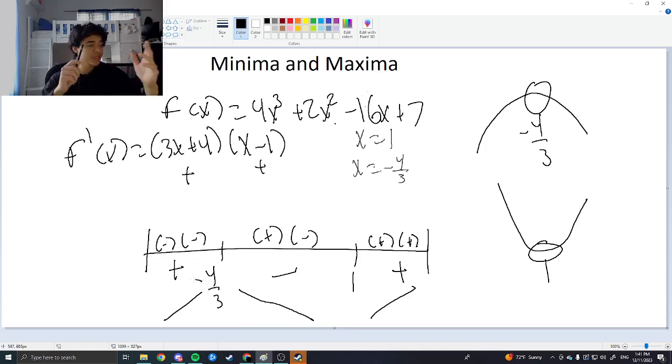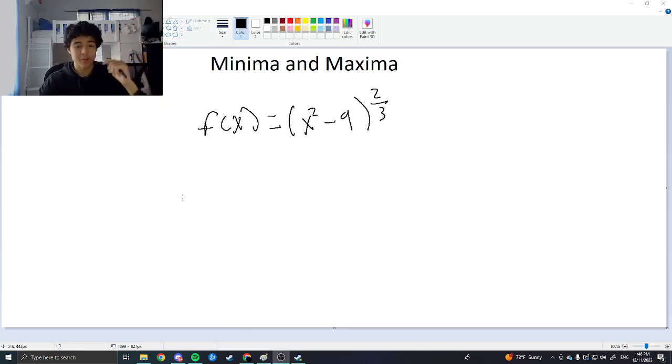We'll look at a couple more examples, and then we'll move to absolute extrema and see how you find that. So let's say, for example, we have this function here where f of x equals (x squared minus 9) to the power of 2/3, right? And we have to find any local extrema in this function. To do this, same thing as always, we have to find the critical points, you have to derive it.